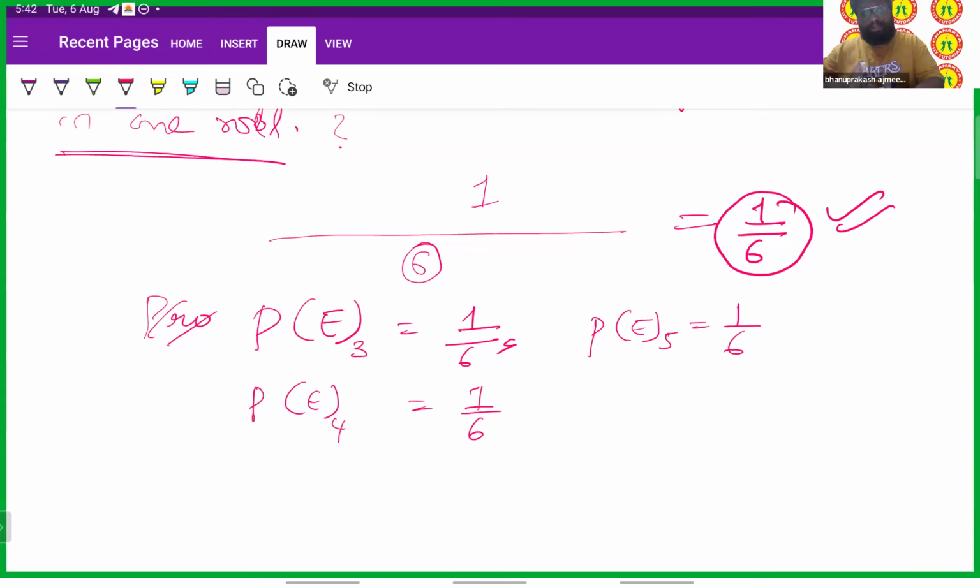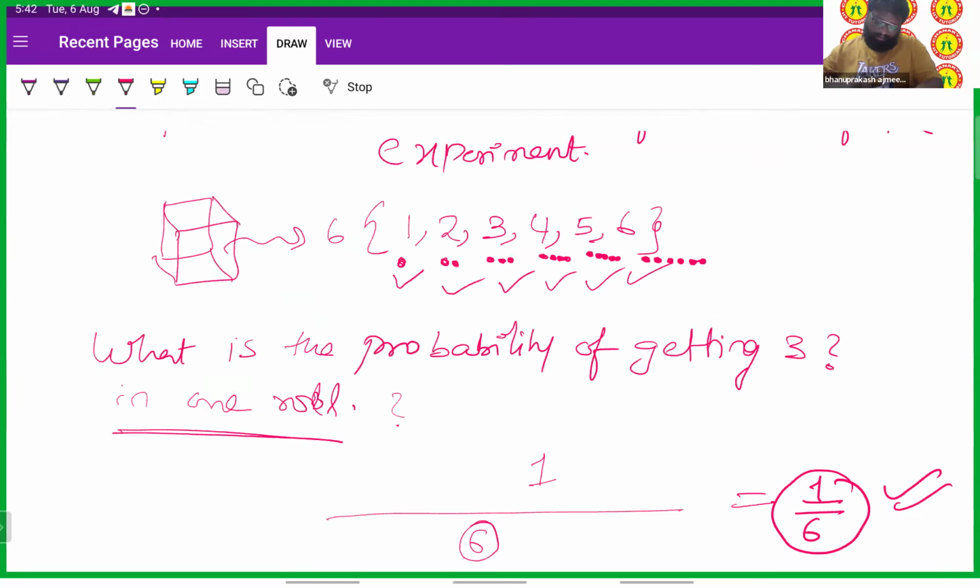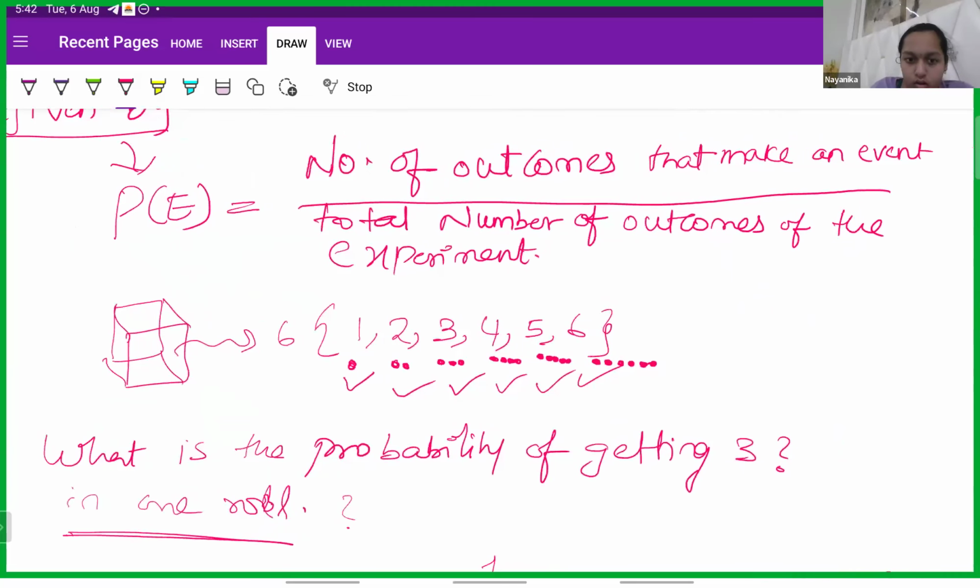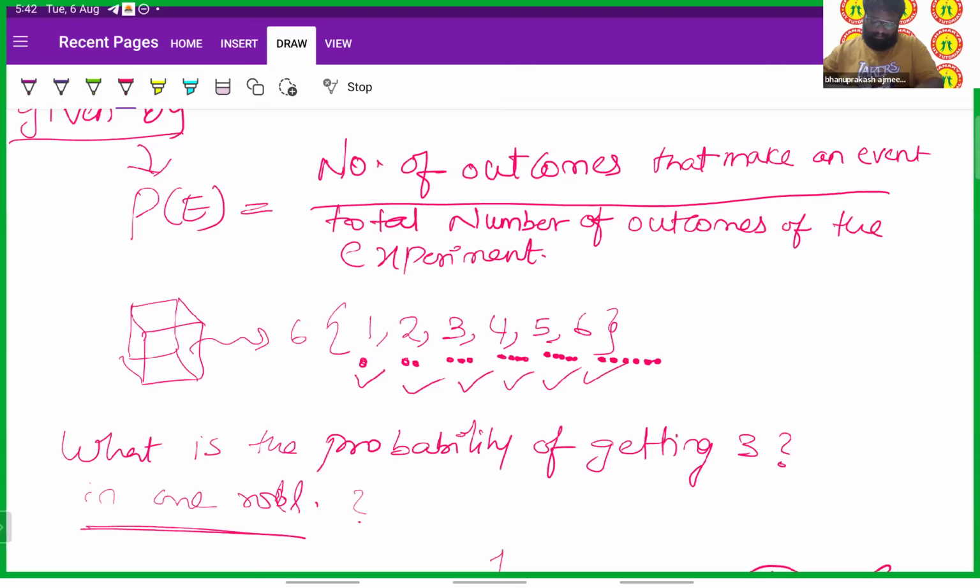So probability in detail is not required for you people. Only this short explanation is required. Once you scale up to 9th or 10th class, mostly in 10th class, you will learn in detail. You will learn Bayes theorem and all. For now, this information is enough. So it is the number of outcomes that make an event divided by the total number of outcomes of the experiment.